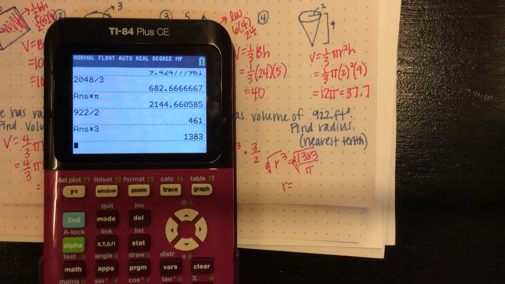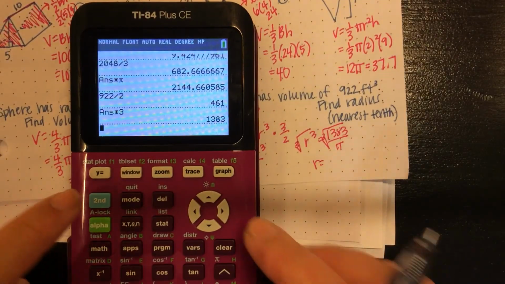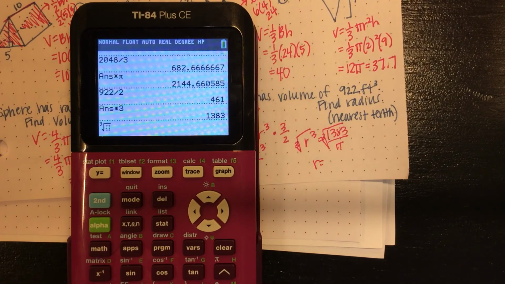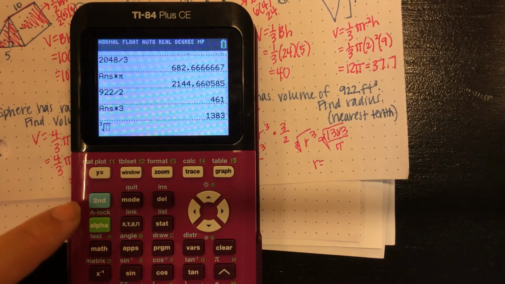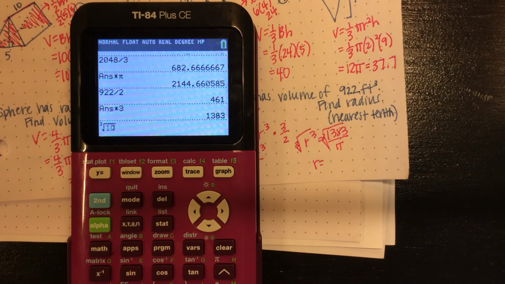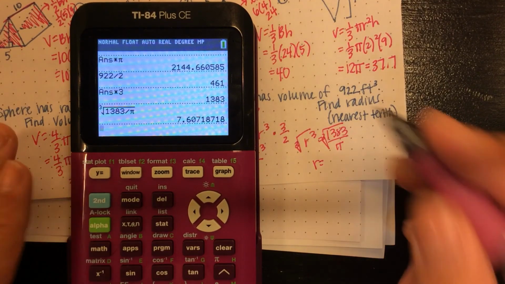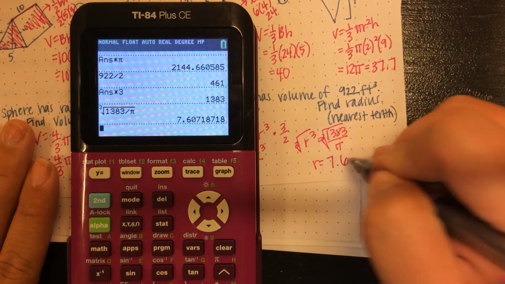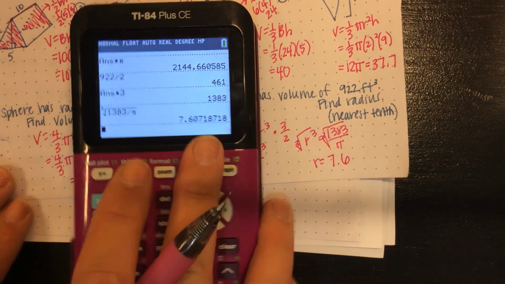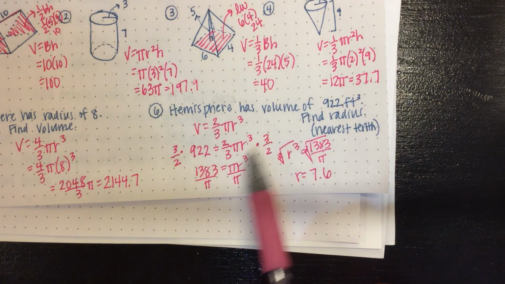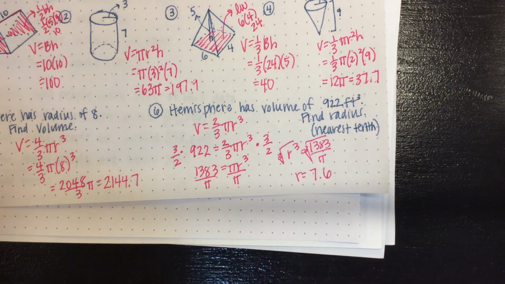Okay, reminder, if you're trying to do this on a calculator, I can go to math and then go down to number 4, and there's my cube root, nice and pretty. So in here, I'm going to make this one 1383 divided by pi. So we get 7.6 for our radius. Okay, so for the most part, you're just plugging in, but some of the sphere and hemisphere ones are going to give you the volume instead, and you have to find the radius.